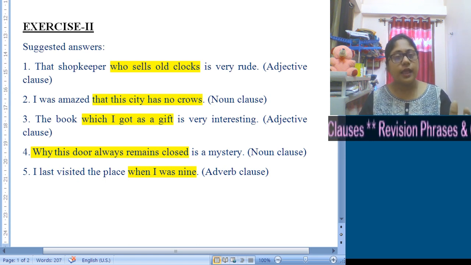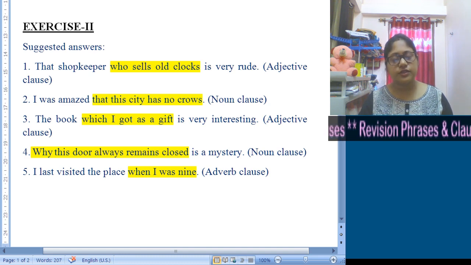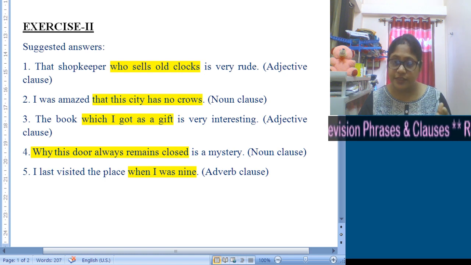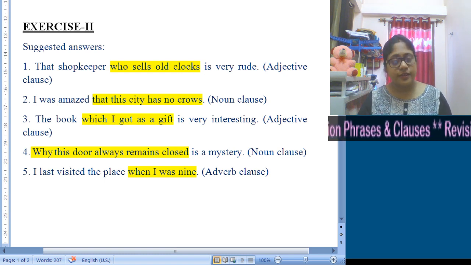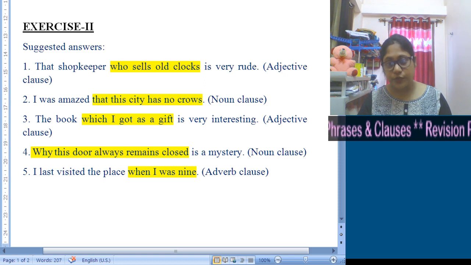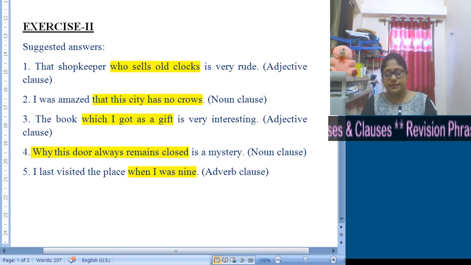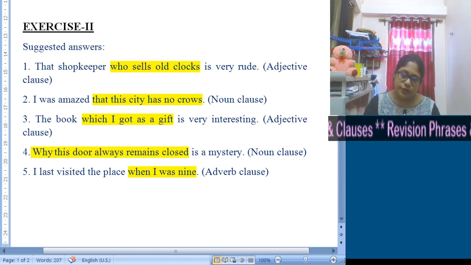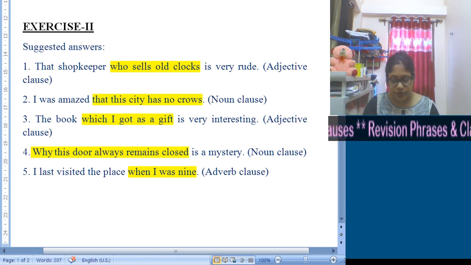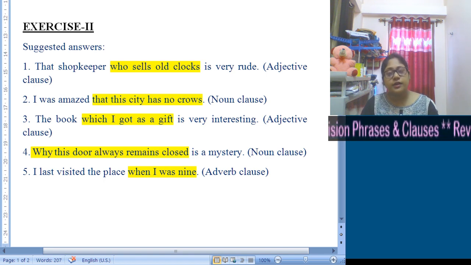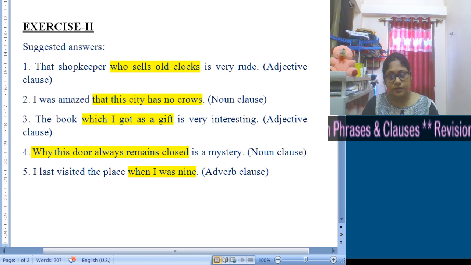Then exercise 2. In exercise 2 we were given some blanks, and we were asked to fill in those blanks with an adjective clause or noun clause as the question says. So the first one, these are suggested answers. Your answers may vary, and they should vary, right? So I have suggested certain answers. You must be having your answers different. So I want all of you to keep your answers ready with you when the school reopens. I will be going through all the answers. For the present, you can have the suggested answers.